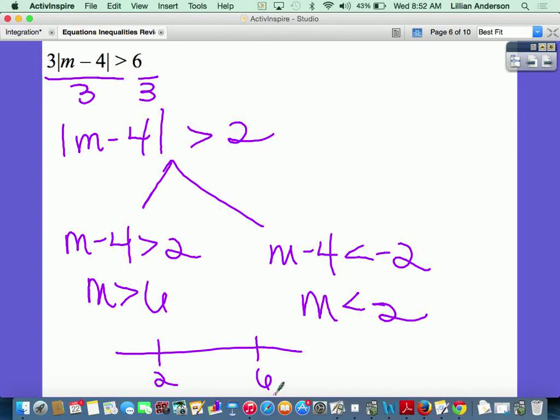Okay? On a number line, are these two going to intersect each other, the shading? They're going to do what? Go away from each other. What's at 2? Open. And then 6? And they're going to go in opposite directions.